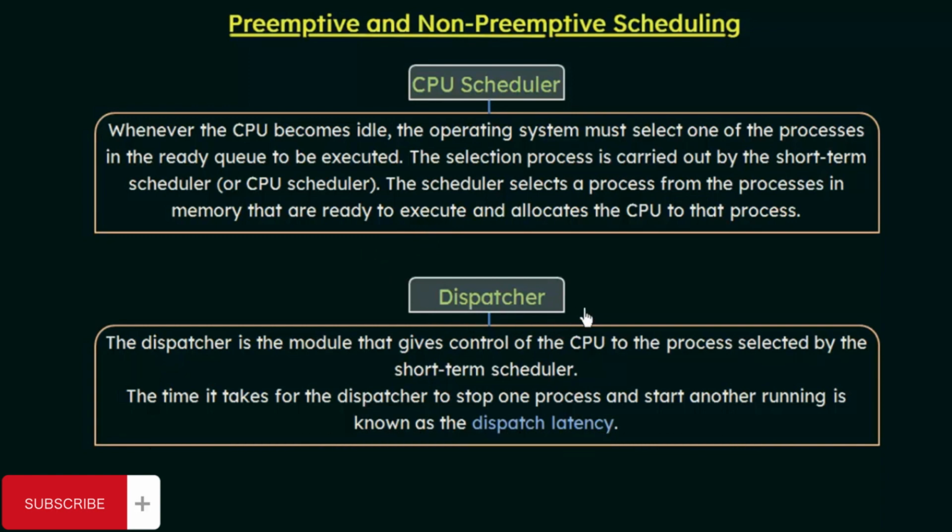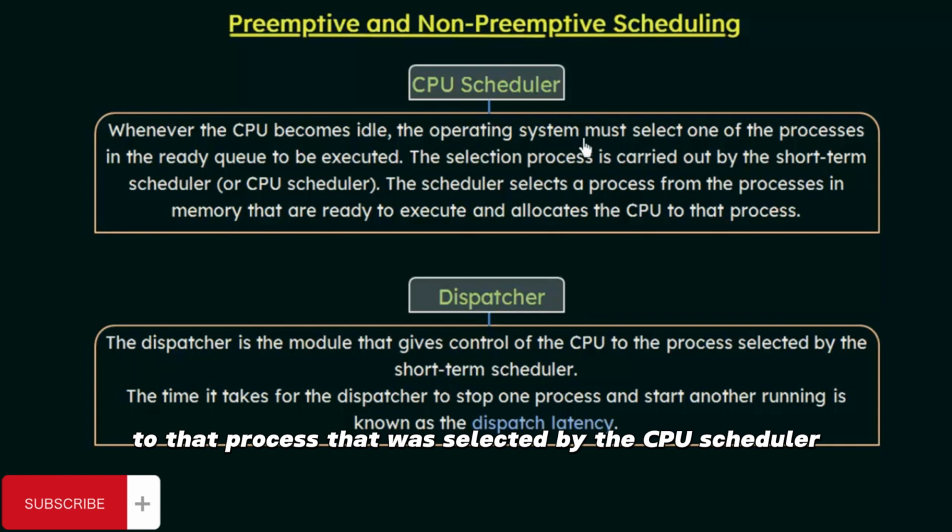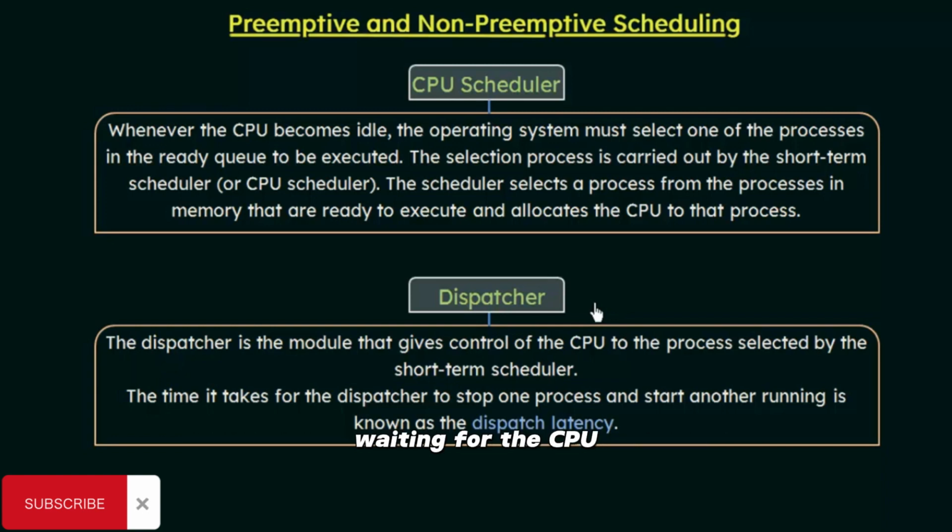And what is a dispatcher? Dispatcher is a module that actually gives control of the CPU to that process that was selected by the CPU scheduler. So we need to understand that this dispatcher has to be very quick, because there is a lot of process switching that is taking place. So we know that there are different processes waiting for the CPU, and when one process is executing, and when it goes into a waiting state, we need to give the CPU to another process. So this happens very frequently, and thus switching between these processes must happen very quickly. So the dispatcher has to be very quick.